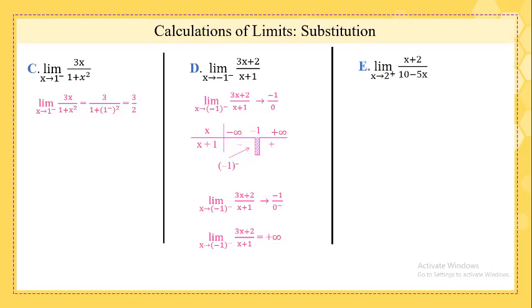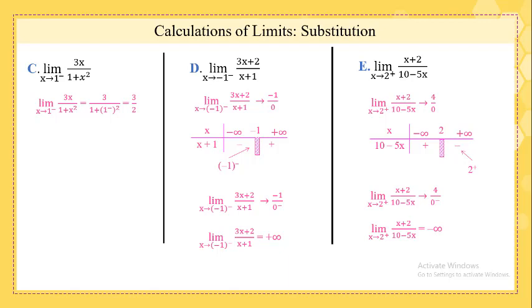Now, let's find the right limit at 2 plus of this function. We also use the table of sign to find the sign of 10 minus 5x. Using the table, as x tends to 2 plus, we have a negative sign, so our limit is minus infinity. Now, the limit as x tends to 0 minus will be plus infinity.